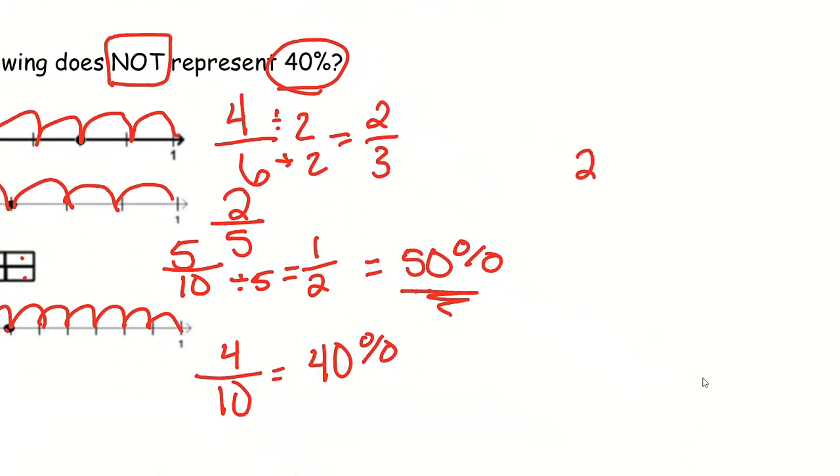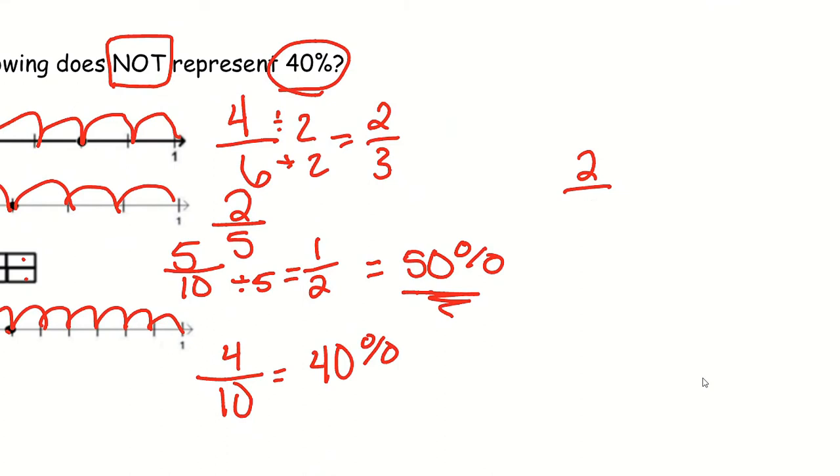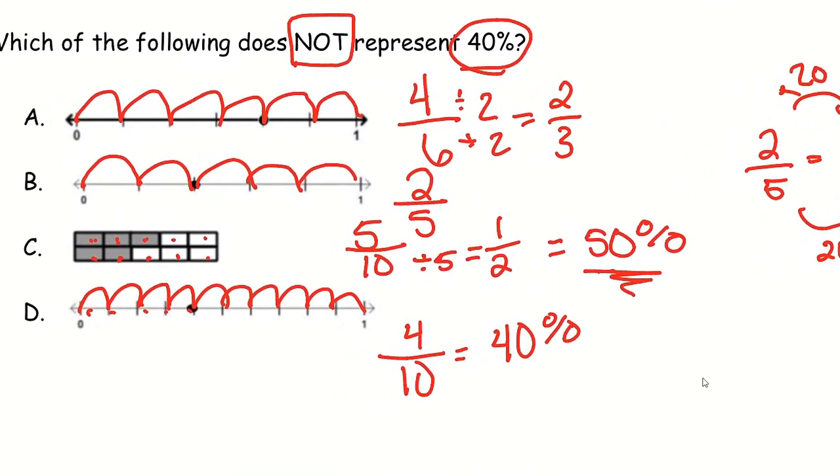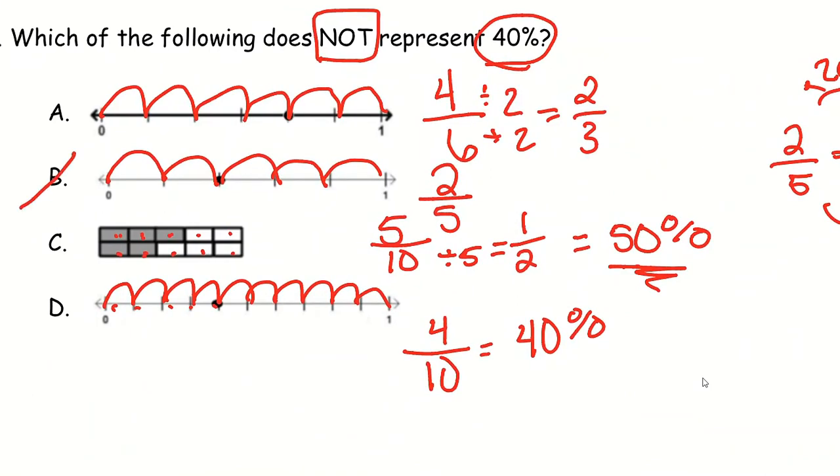So let's make 2/5 a fraction. Fraction bar equals fraction bar. We're going to go to 100, times 20. 5 times 20 is 100, so 2 times 20 is 40. So that one's 40. So it's not B, and it's not D.